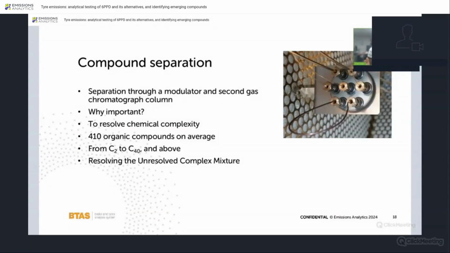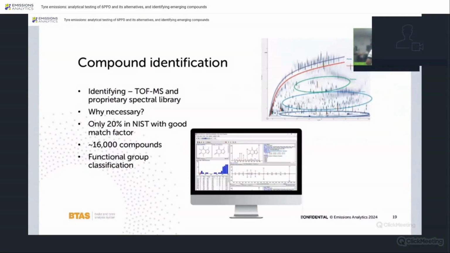There are so many compounds. In a typical tire we run, we see nearly an average of 410 organic compounds in one tire. So if you're seeing 410 organic compounds in one tire on average, to separate that out in a 1D, all of them will co-elute. That's why we needed a 2D GC. And we're able to separate all those mixtures and then group them. We're able to put them in different kinds of groups.